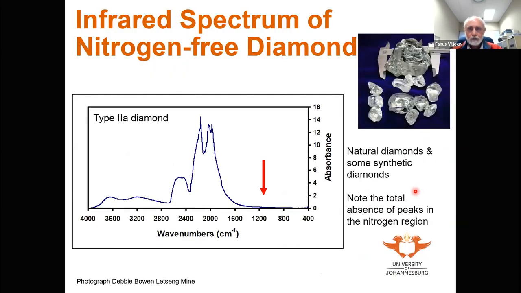This is an example of a nitrogen-free diamond. As you can see here, there are no nitrogen peaks present. We classify these diamonds as type 2A diamonds, and that's an example of what these stones look like. For example, these are nitrogen-free diamonds from the Letseng diamond mine in Lesotho. We also encounter these diamonds from the Karowe mine in Botswana, and that's a very typical nitrogen-free infrared spectrum. There are no nitrogen peaks present.